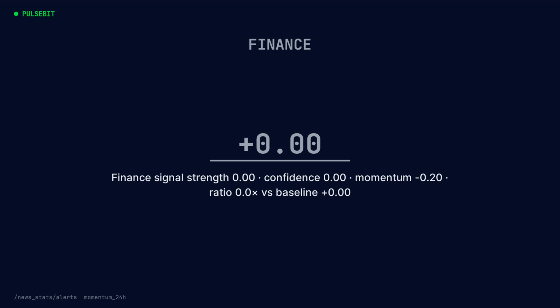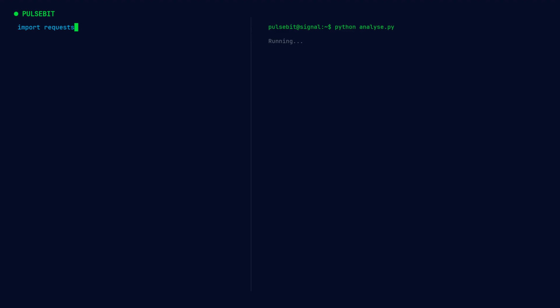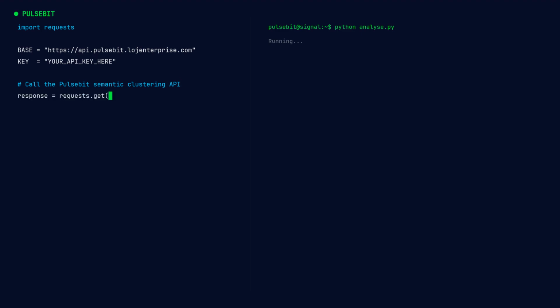Right now, you're looking at a sentiment score of minus 0.09, with momentum at minus 0.20. This downward trend is particularly striking because it breaks from our historical baseline, where sentiment typically hovers around neutral. A negative sentiment score like this, paired with declining momentum, flags a notable shift in the financial landscape.